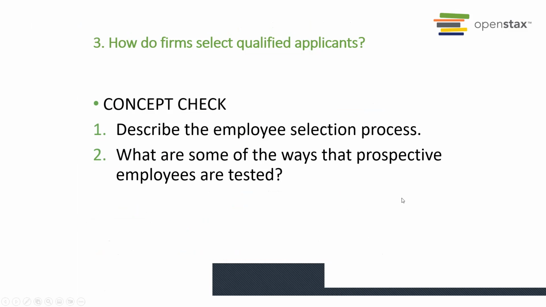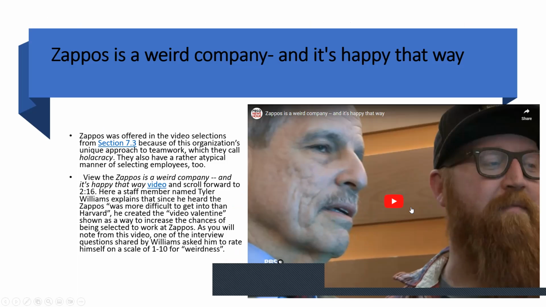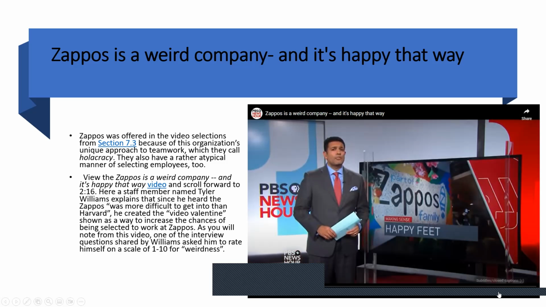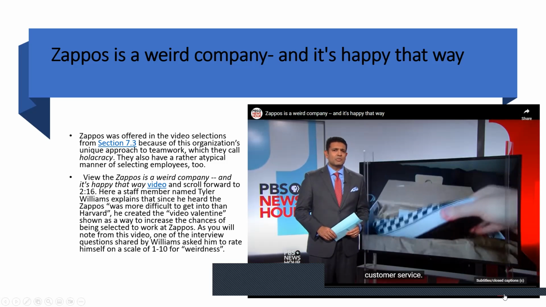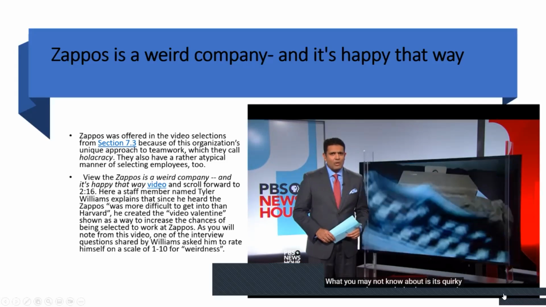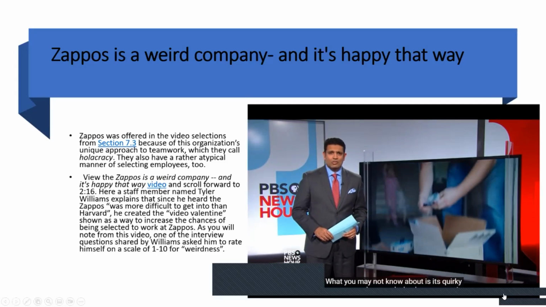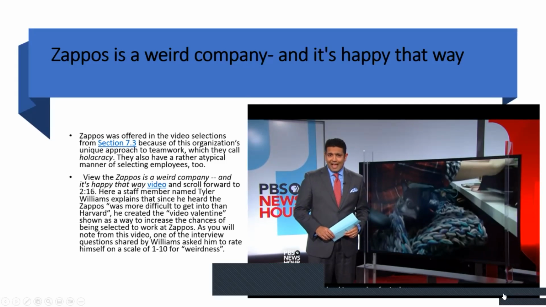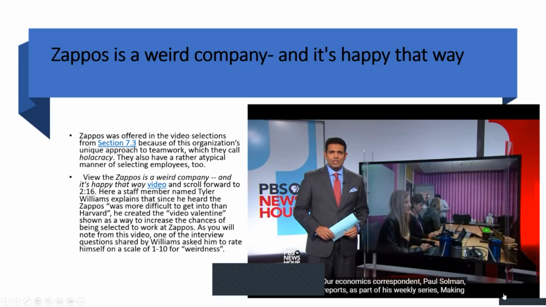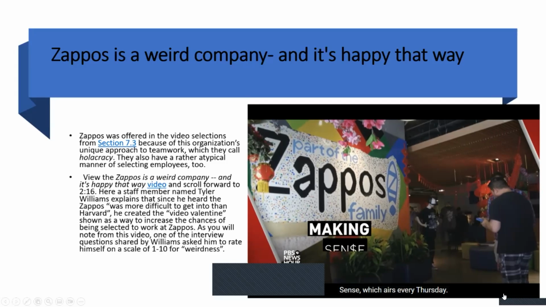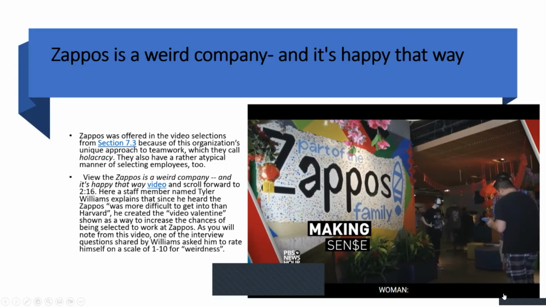Some concept checks for Section 3: read through the textbook and the outlines. And let's take a look at an example of Zappos. You might know retailer Zappos for the shoes it sells and its emphasis on customer service. What you may not know about is its quirky corporate culture and why the company is banking on that for its long-term success. Our economics correspondent Paul Solomon reports as part of his weekly series Making Sense, which airs every Thursday.